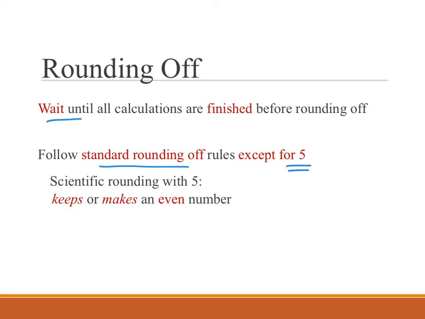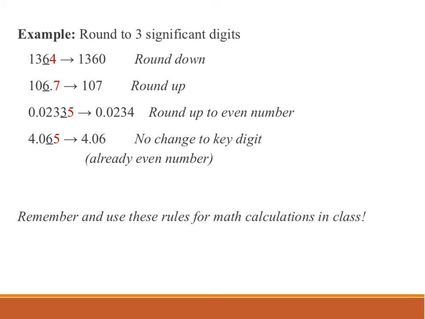If we always rounded up when there was a 5, in science we would always be tending to be a little bit too high. And so in order to even off how many times we round up with 5 or round down with 5, the rule is that in science, when you are rounding off and the digit you are looking at to determine how you're going to round, the one that's right next to it, is a 5, it is going to keep or make the number even. So 5 keeps it or makes it even. Let me give you a couple of examples.